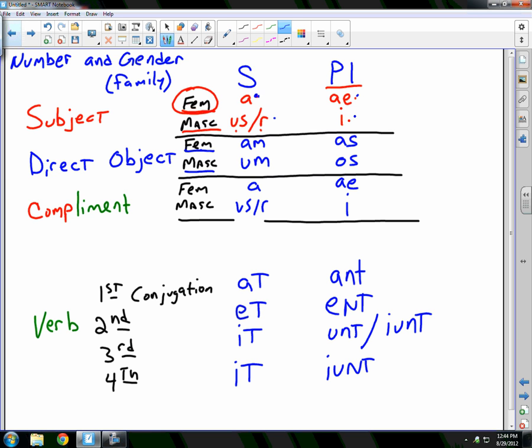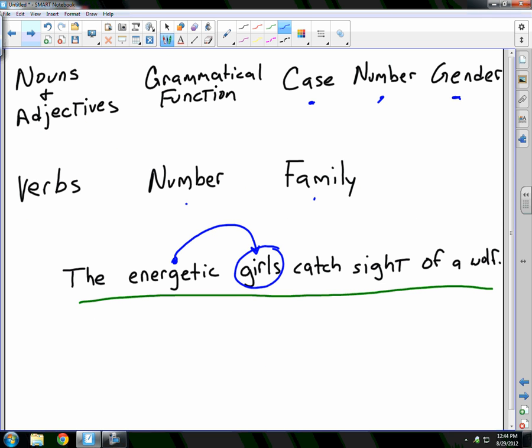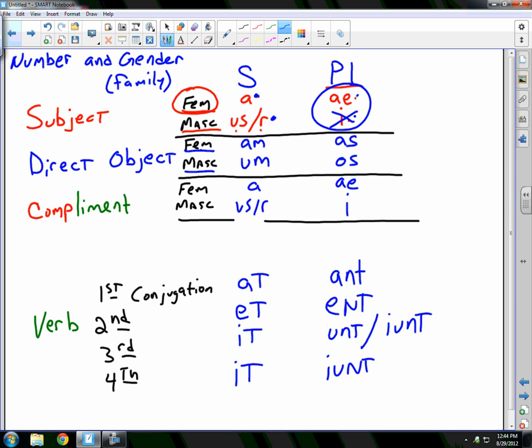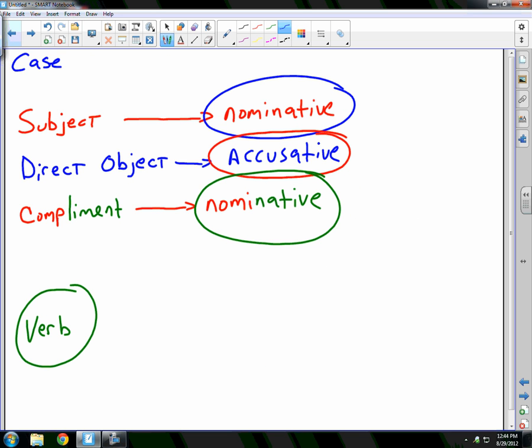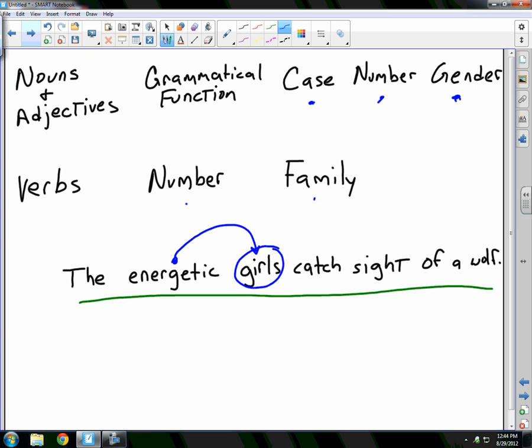I've eliminated the A. I've eliminated the US and the R. It's going to be one of these two, AE or I. Next thing that I'm looking at is the gender. Girls are feminine. So I go back to my chart. I can eliminate the I. My answer is AE. So I'm going to put puell, which is girl, and then my ending was AE.